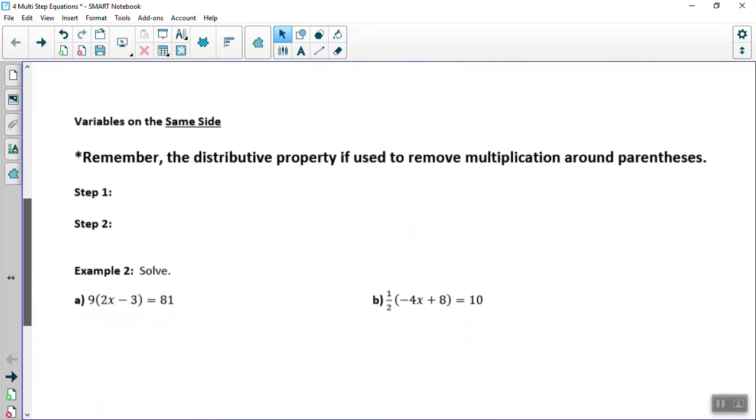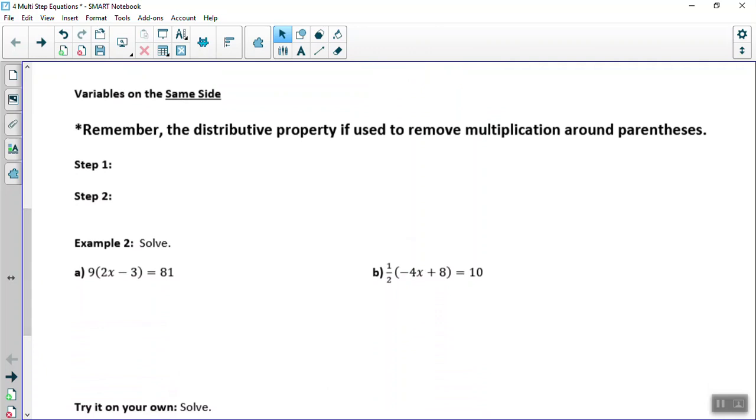Okay, so now we're going to add in some more steps. Now that we've been reminded of how to solve a two-step equation, let's look at how to solve multi-steps. To solve a multi-step equation, we first need to work on simplifying, and then we'll go into solving. In order to simplify, the first thing we're going to look at is to distribute. Remember, the distributive property is used to remove multiplication around parentheses.